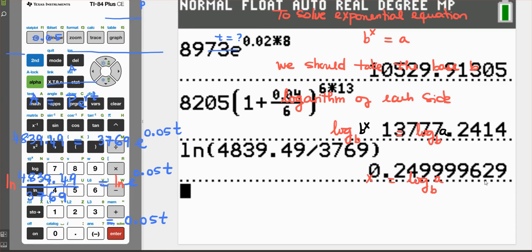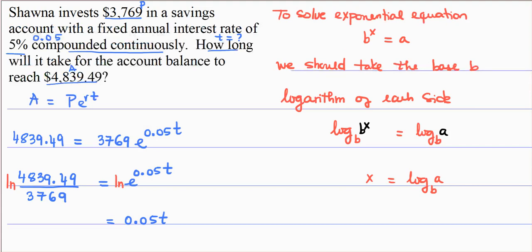Now if you cannot, or if you don't want to write all of the number but you want to round, can you round at least 3 numbers behind the decimal point? So in this case it will be 0.250. Okay, so I'm going to go back to our paper. 0.250. Now go ahead and solve for t.